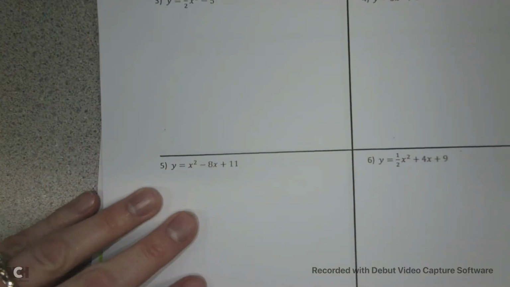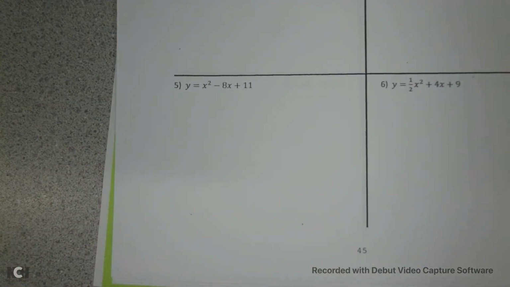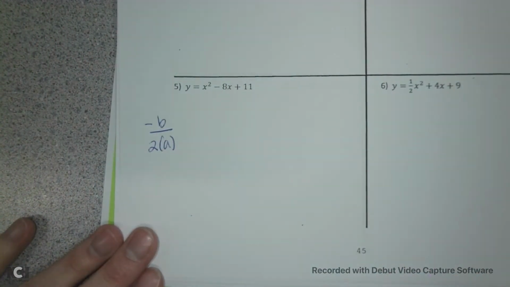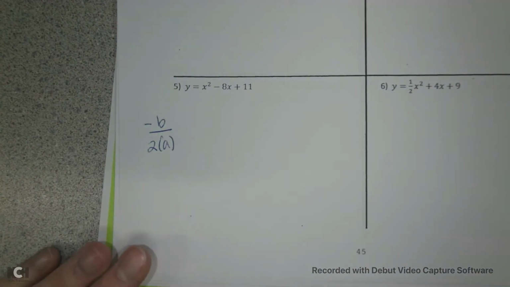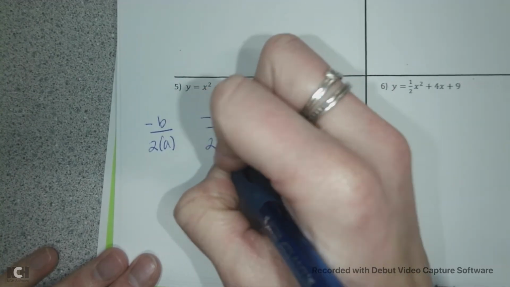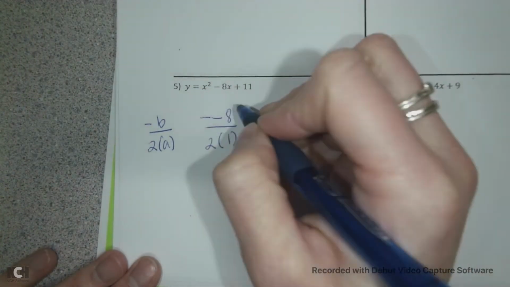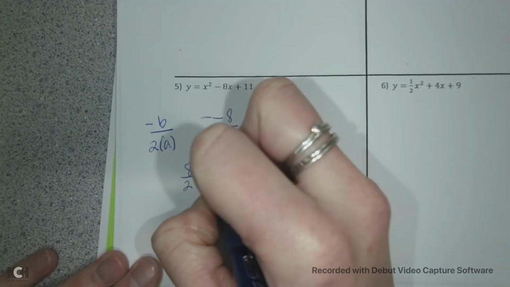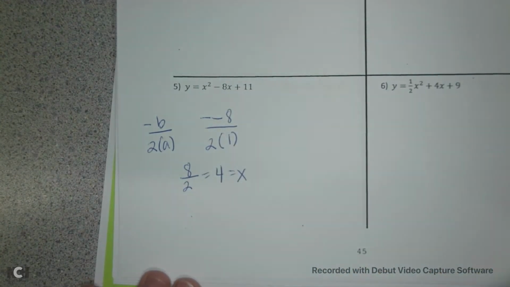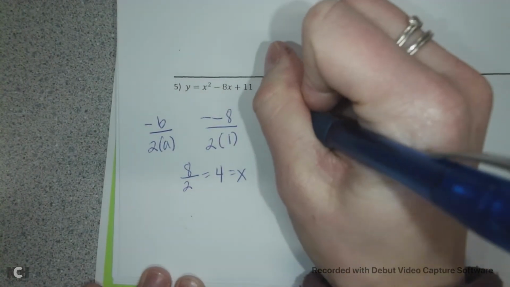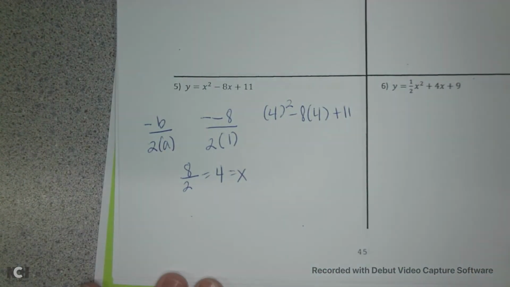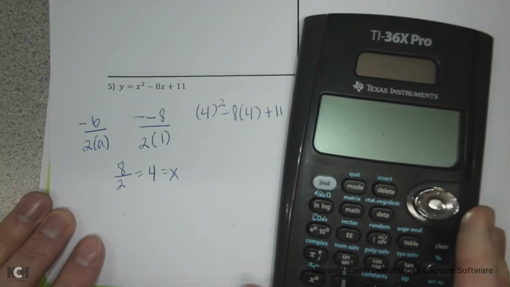Okay, let's look at number 5. On number 5, we learned about writing the vertex using -b over 2a. Well, I have that information here, so why not? Okay, so -b is -(-8) over 2 times 1. So that's +8 divided by 2, which is 4. Okay, so that is my x value, and I'm going to plug that back in here. So I have 4 squared minus 8 times 4 plus 11, and I just don't want to think about it, so we are going to use our calculator.